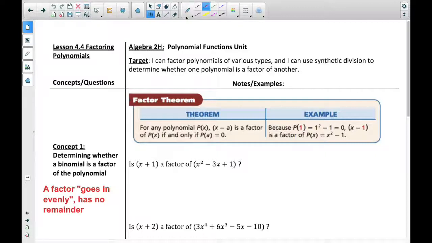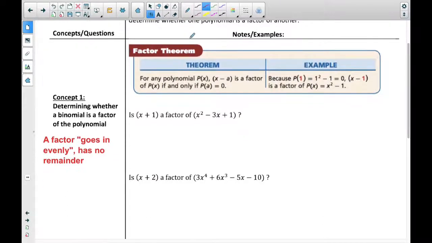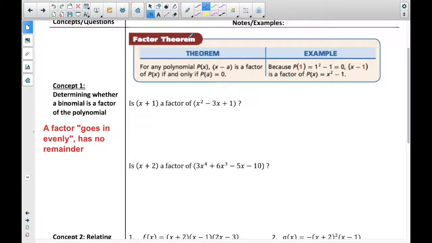First of all, what is a factor? What does it mean to be a factor? If you think back to your definition of numbers being factors of other numbers, that's what we're talking about with polynomials too. If a polynomial goes in evenly and it has no remainder, then it is a factor. That's what I've written over here in the margin, and I recommend you write that down: a factor goes in evenly, it has no remainder. So if the question asks, is something a factor of something else, you have to ask yourself, does it go in evenly? And if it goes in evenly, then it is a factor.